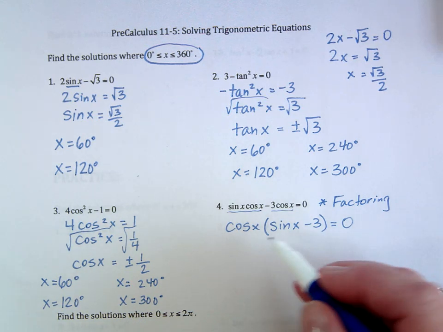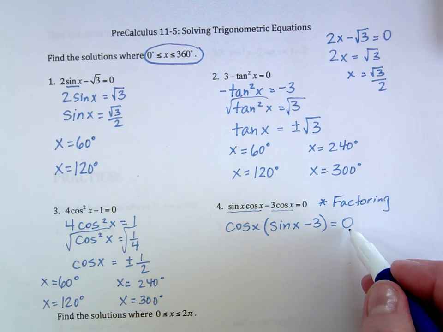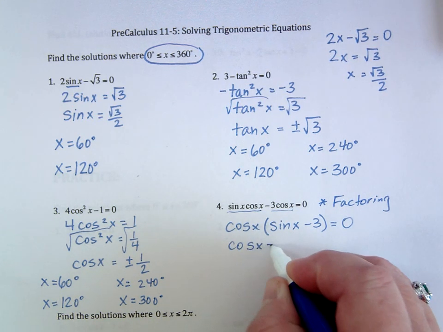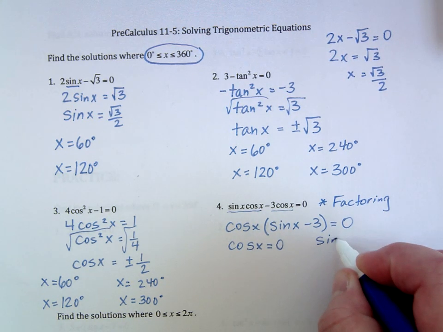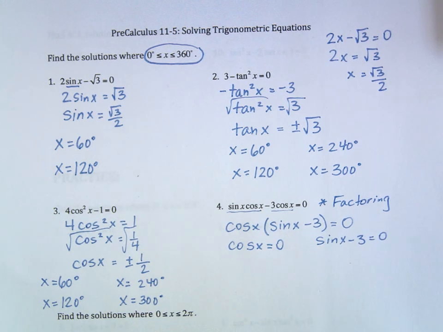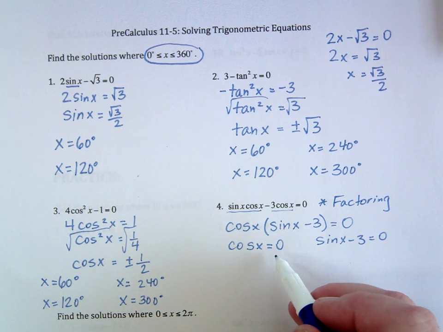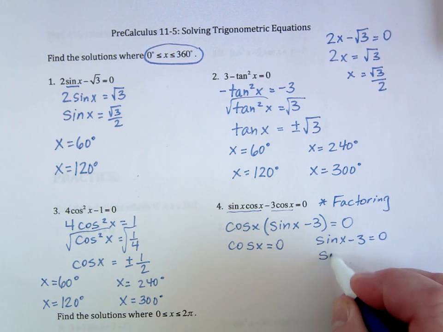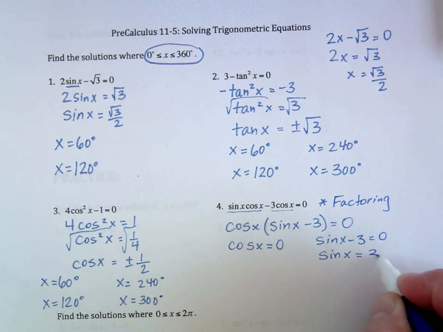Now, whatever you factored out gets set equal to 0, and whatever's in the parentheses gets set equal to 0. So you've got cosine of x equals 0. I have the sine of x minus 3 equals 0. Before I pull my chart over, I'm going to take this 3 and put it to the other side, solve it out. Sine of x equals 3.